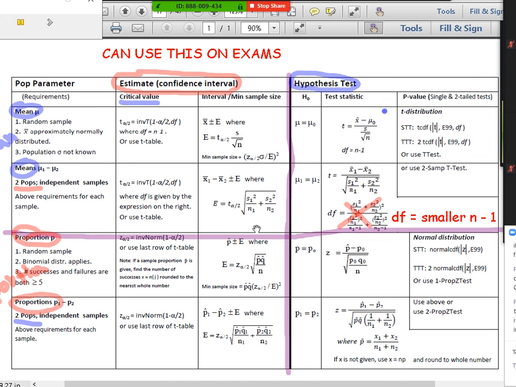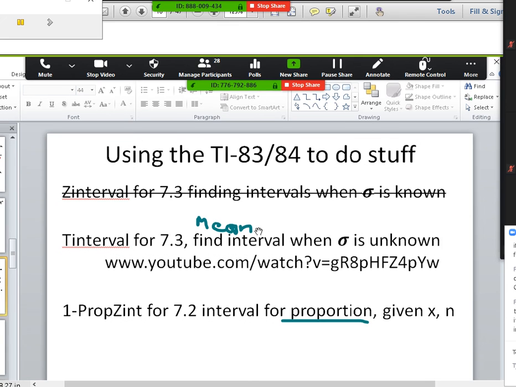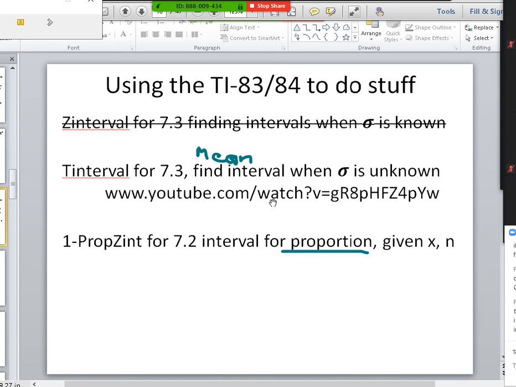All right, so it looks like we have all of that. And then this is kind of just a review from last class, using the TI-83/84 to do stuff. If it's an interval for a mean, you'll use T interval for a confidence interval. And if it's an interval for a proportion, you're going to use one prop Z interval.